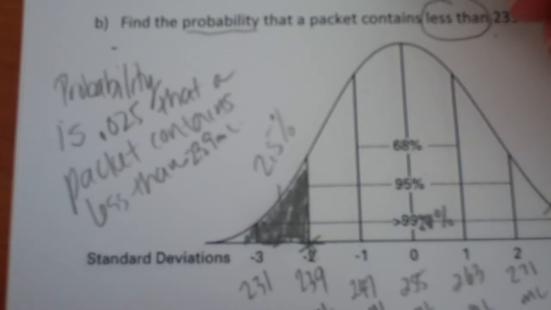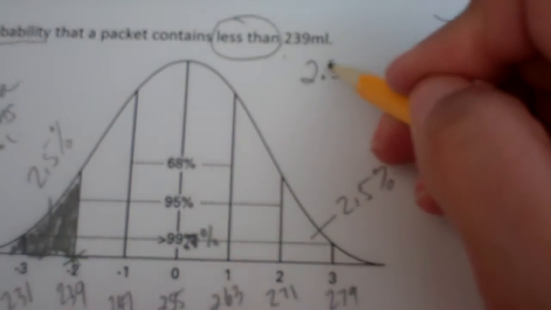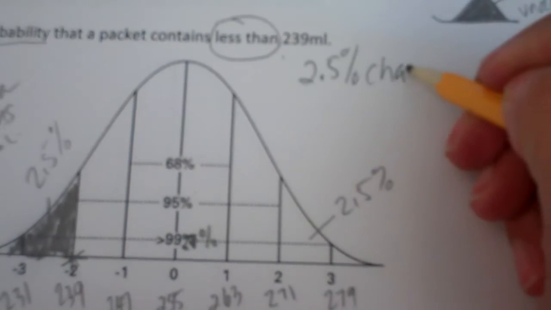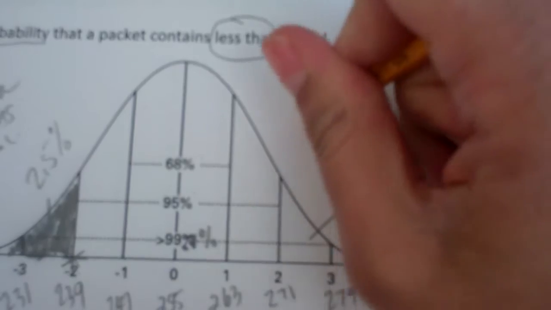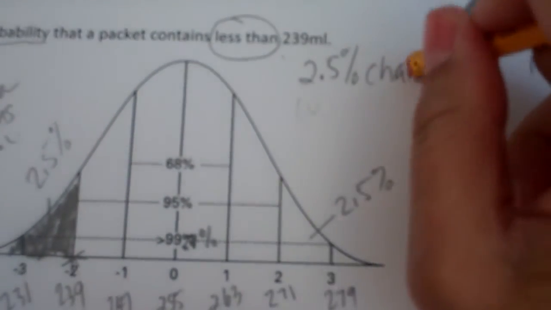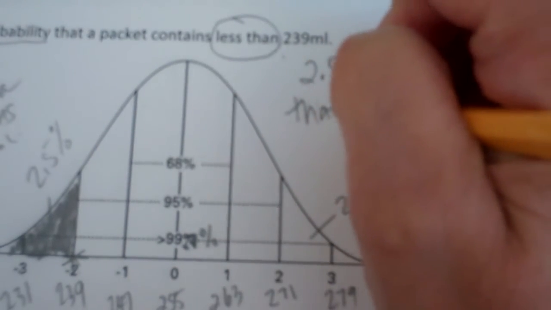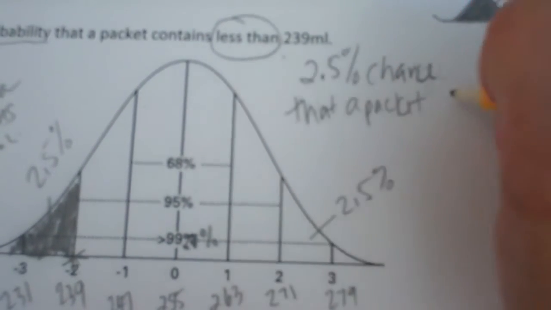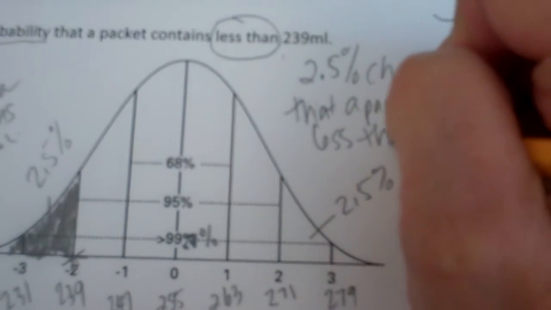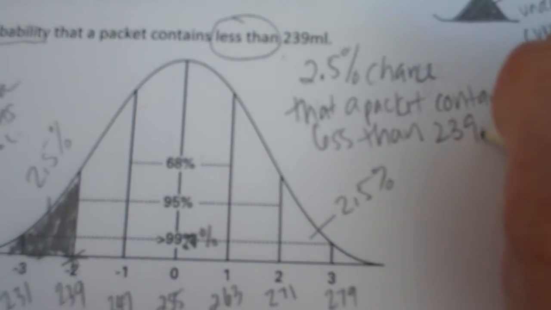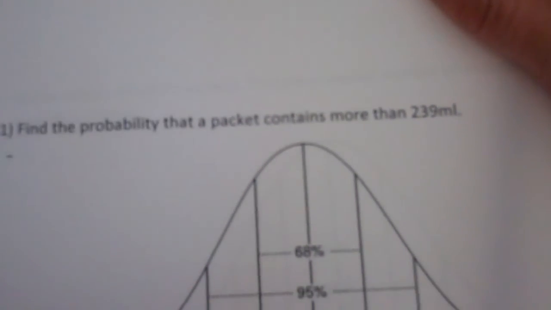There is another way to answer it that is correct, and that's by saying that we have a 2.5% chance that a packet will contain, not change, chance, contains less than 239 milliliters. Okay, on to the next question.